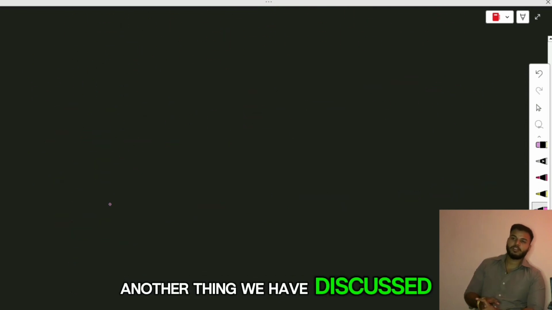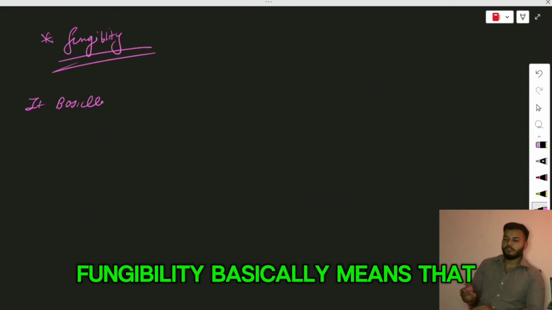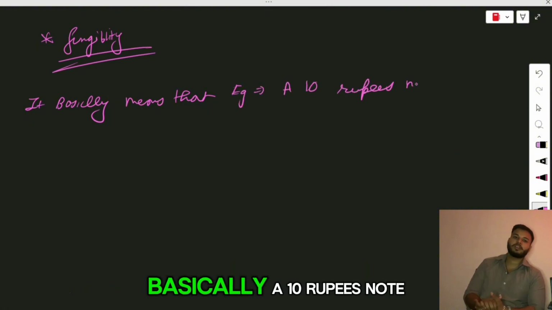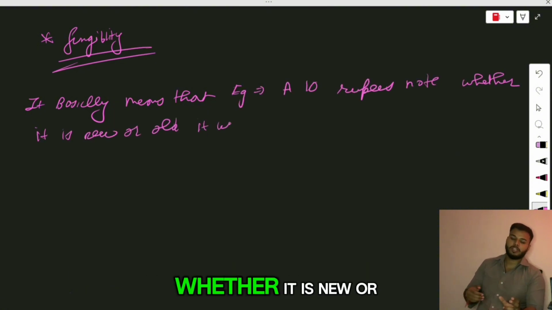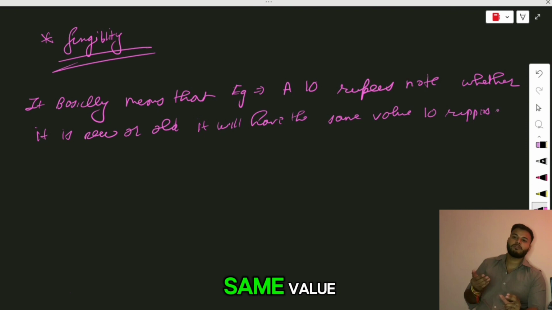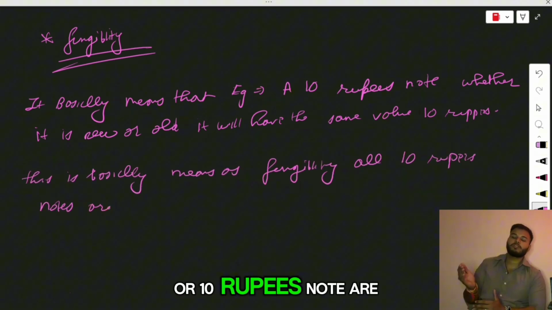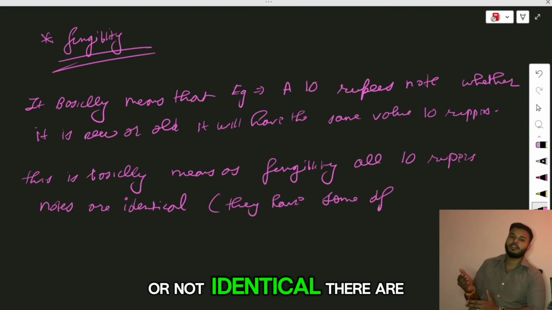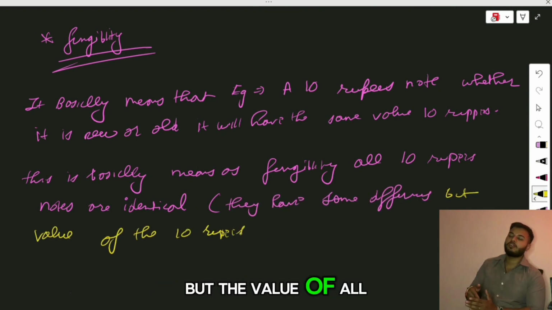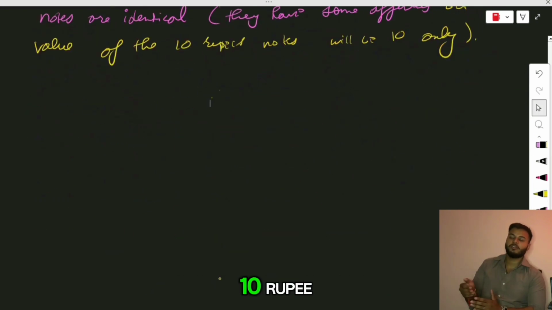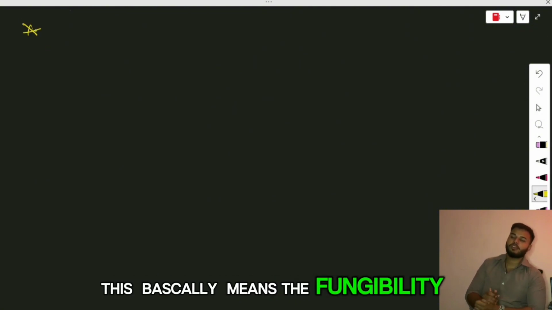Another thing we have discussed was fungibility. Fungibility basically means that a 10 rupees note, whether it is new or old, will have the same value: 10 rupees only. The 10 rupees notes are not identical, they have some differences, but the value of all the 10 rupees notes will be 10 only. This basically means fungibility.